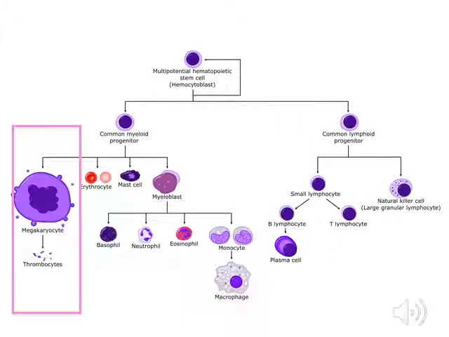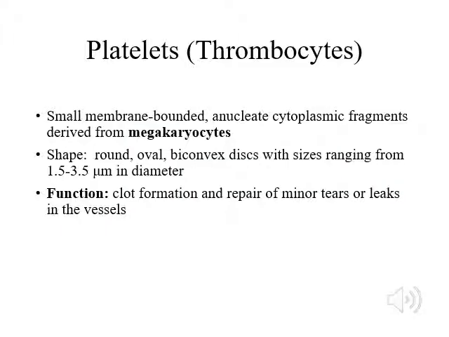And the final cell to discuss in this diagram is the thrombocytes. These are our platelets. Platelets are small, membrane-bound, but anucleate cytoplasmic fragments that are derived from megakaryocytes. They have a round, oval, and biconvex shape, and they're quite small. They function in clot formation and repair of minor tears or leaks within blood vessels.